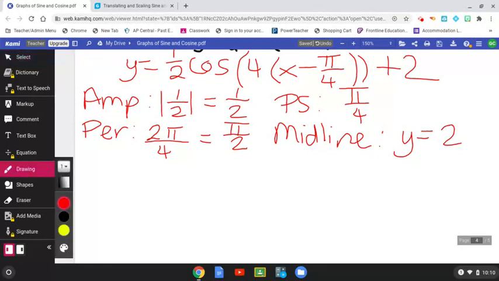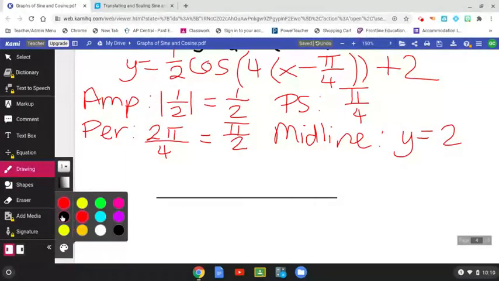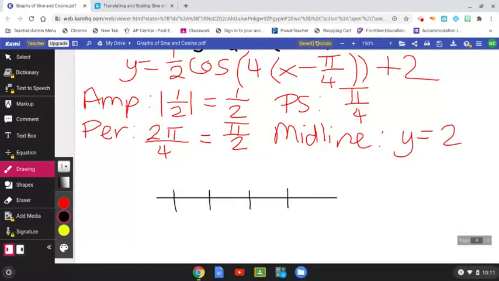So again, we're going to start with the x-axis. And we're going to add, you always need 5 points. So 1, 2, 3, 4, 5. And again, just try to evenly space them out. Okay, to label our 5 points, the first one is your phase shift. So that's pi over 4. The last one is the phase shift plus the period.